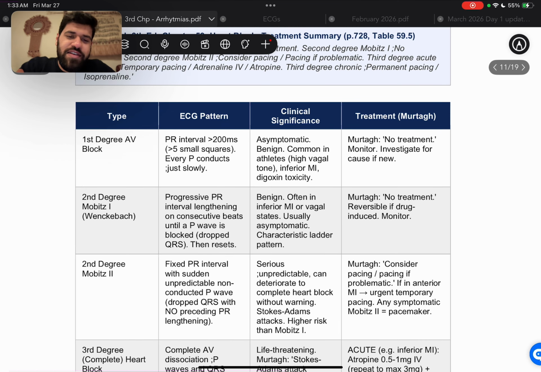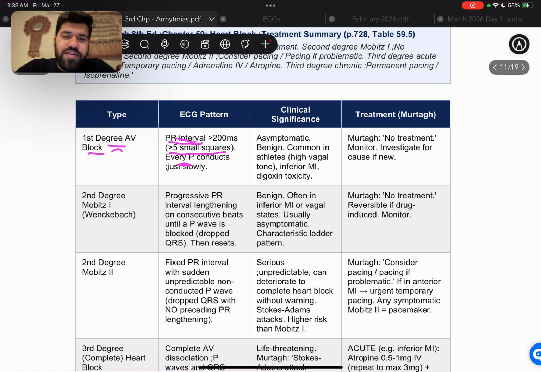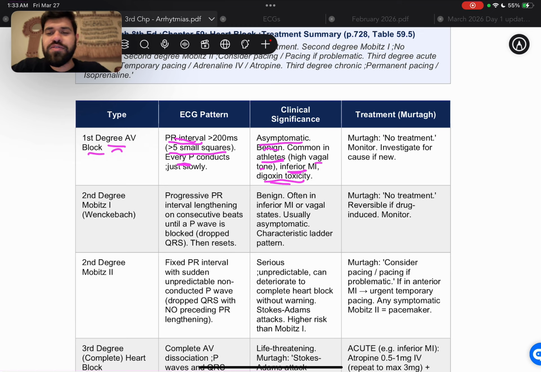So first degree AV heart block is going to have long PR intervals, so PR interval more than 5 small squares, and the P waves conduct, just very slowly. You see P waves. This is going to be asymptomatic, benign, and common in athletes because of the high vagal tone, and it could also be seen in inferior MI and digoxin toxicity. No treatment is needed, and we just monitor.